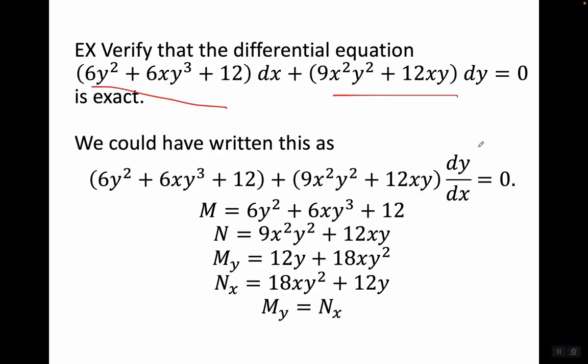Okay, so M is this. Take the derivative with respect to y, and you get 12y + 18xy^2. N is this. Take the derivative with respect to x, and you get 18xy^2 + 12y. Oh, notice that these two are the same. M_y = N_x. Therefore, it is an exact differential equation.